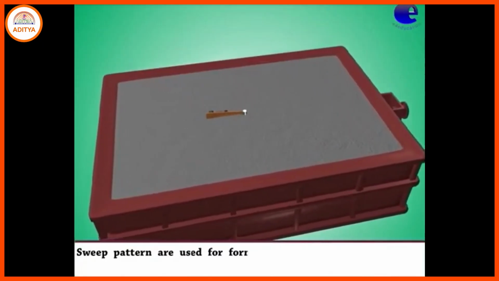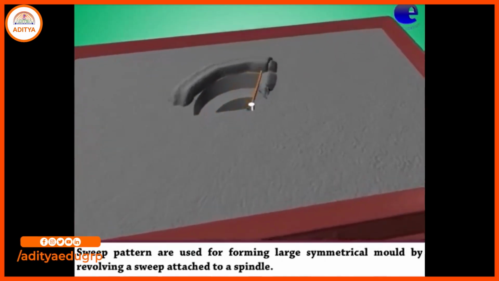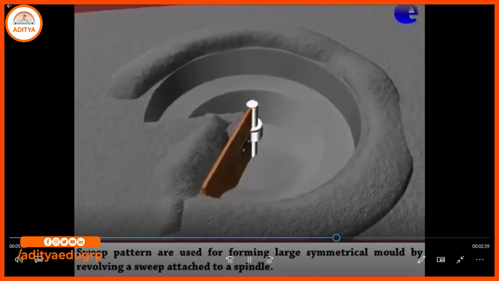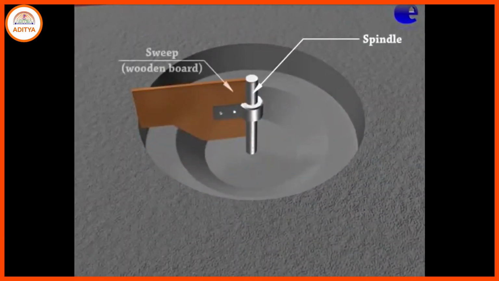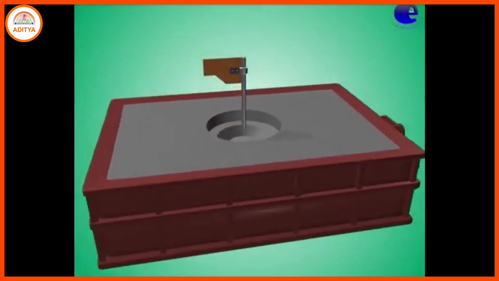Discussed using that sweep pattern, a rotating spindle is there, and that type of symmetrical shape will be produced here. That is the rotating spindle, and that is the sweep board. It means a symmetrical shape will be produced throughout the circular zone.